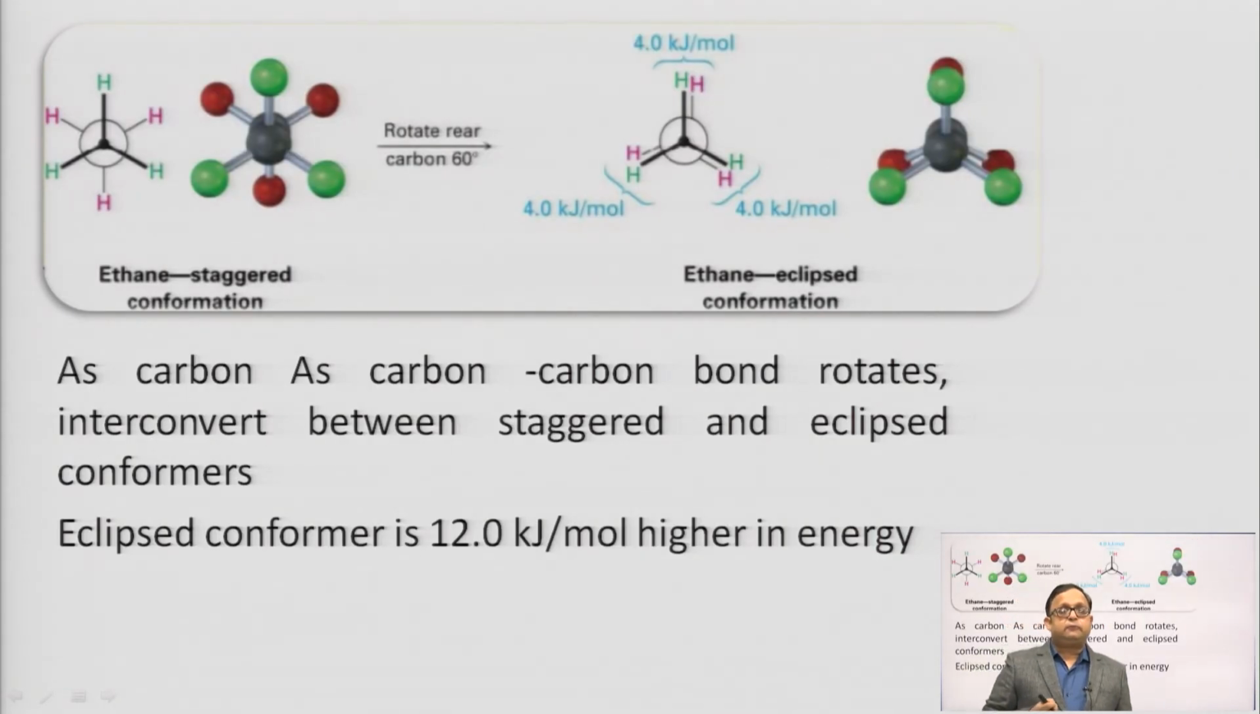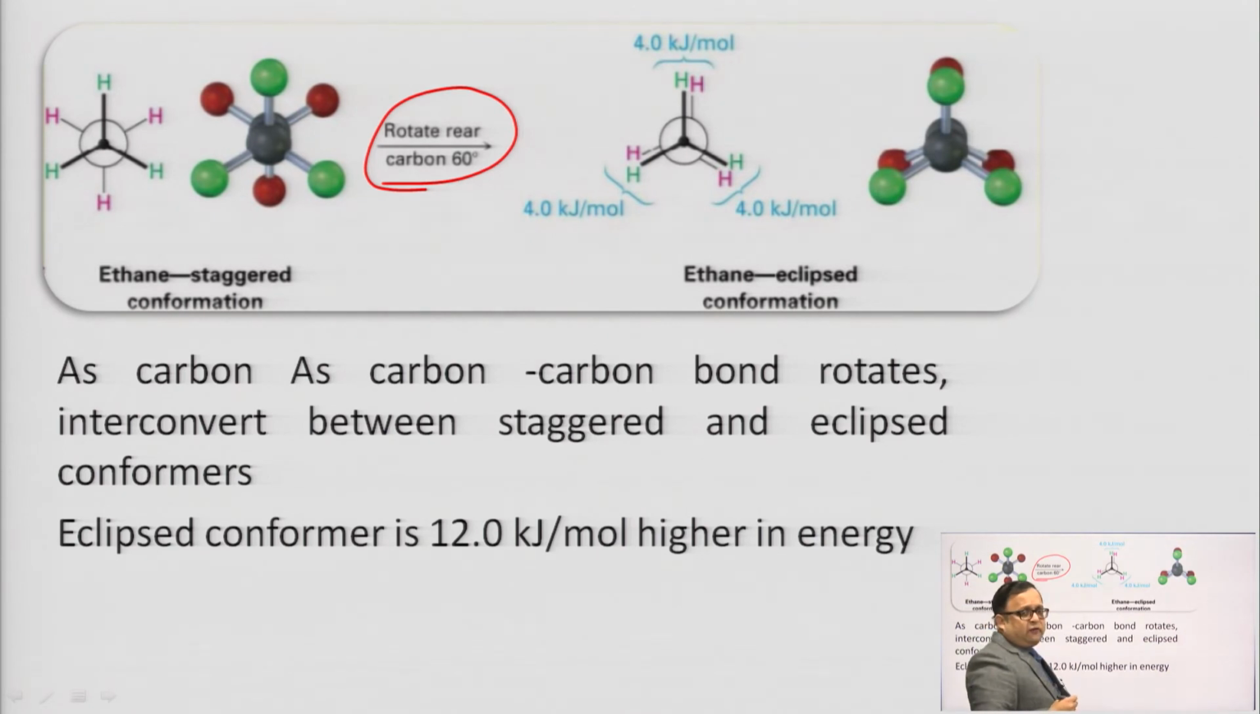As the carbon-carbon bond rotates, it interconverts between staggered and eclipsed conformations, and the eclipsed conformation is 12 kilojoules per mole higher in energy. So, if we are rotating completely around the single bond, numerous conformations are possible, an infinite number of conformations.